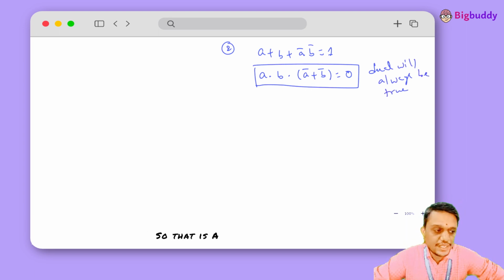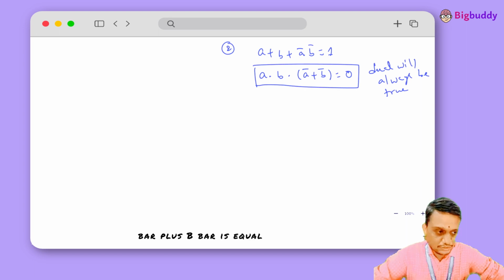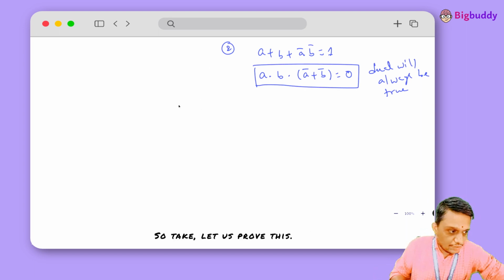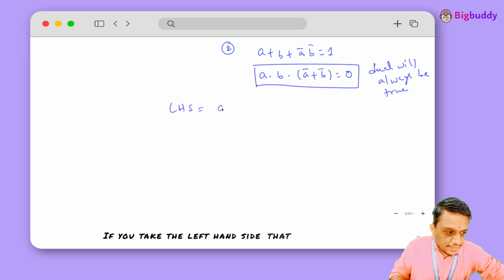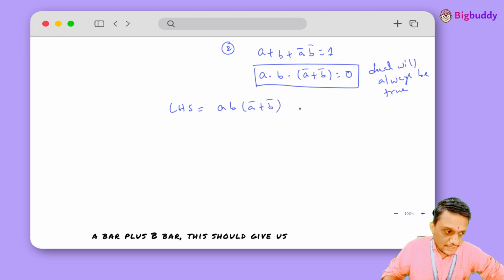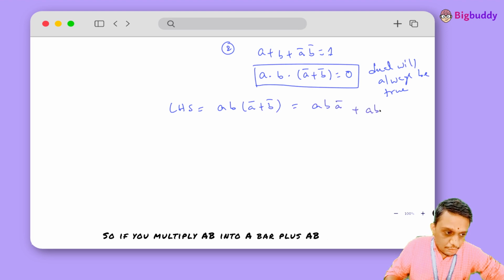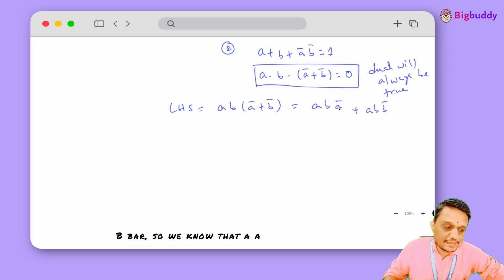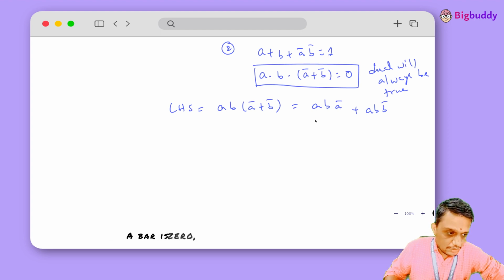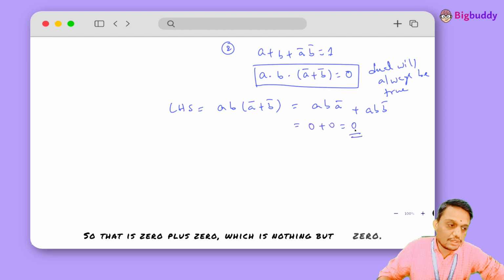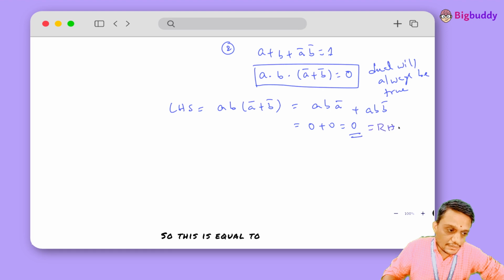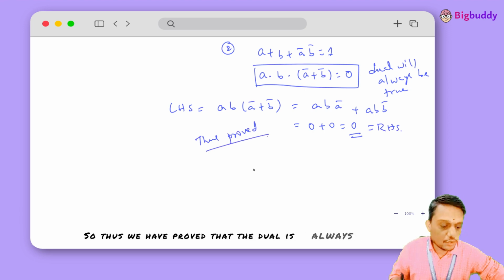Okay, so that is a b into a bar plus b bar is equal to 0. So let us prove this. If you take the left hand side, that is a b into a bar plus b bar, this should give us 0, right? So if you multiply a b into a bar plus a b into b bar, we know that a bar is 0, b bar is 0. So that is 0 plus 0, which is nothing but 0. So this is equal to RHS. So thus we have proved that the dual is always true.